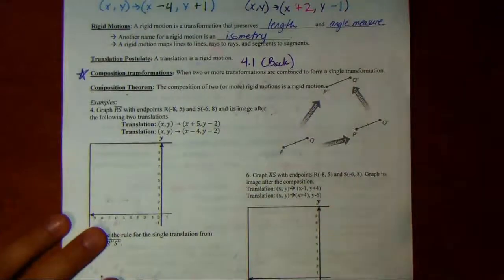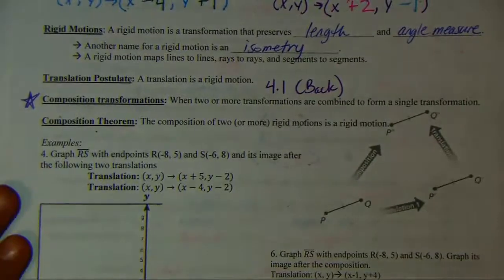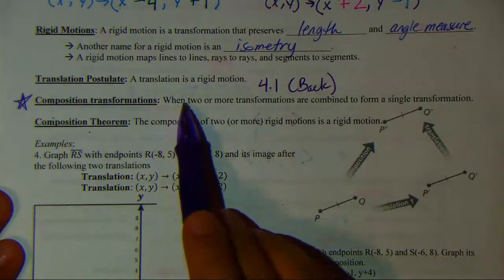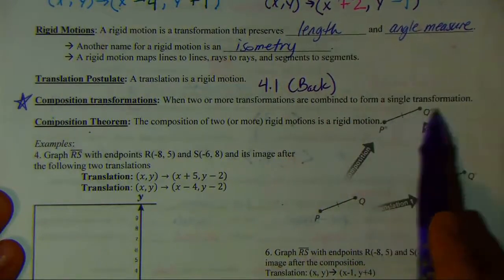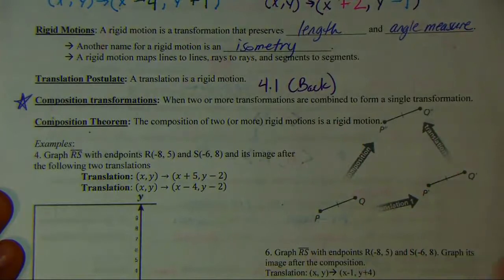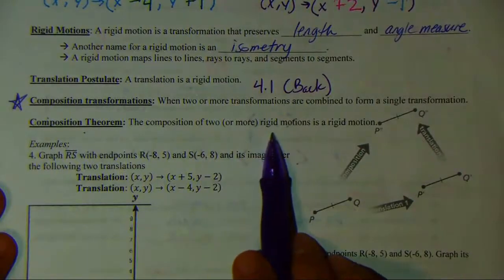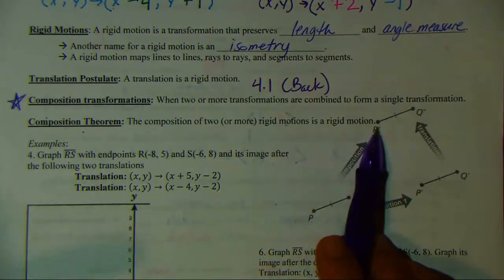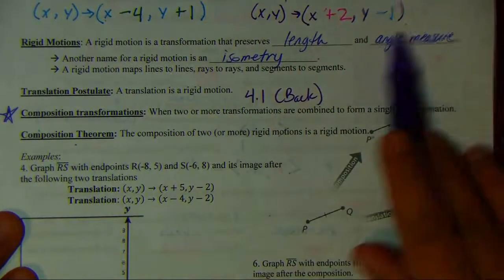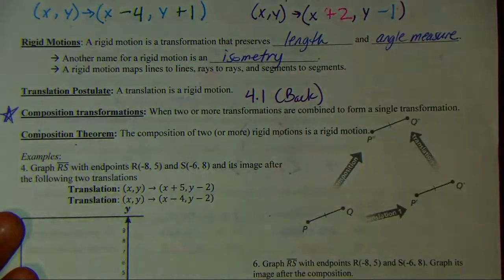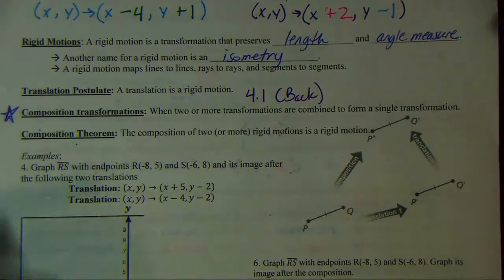So what is the composition of transformations? Well, composition of transformations is when two or more transformations are combined to form a single transformation. The composition theorem says that the composition of two or more rigid motions is a rigid motion. So if I do a translation and a rotation, a translation gives me congruent shapes, a rotation gives me congruent shapes. Therefore, at the end of a translation and a rotation, I would still get congruent shapes.